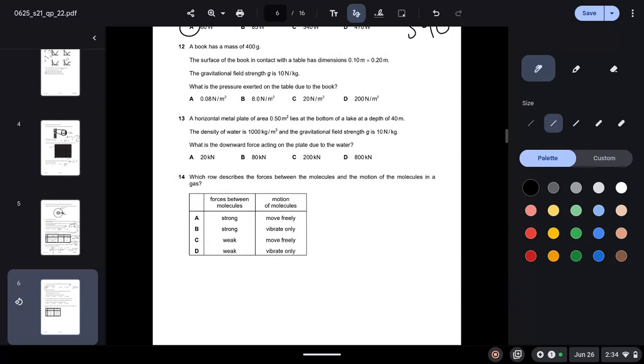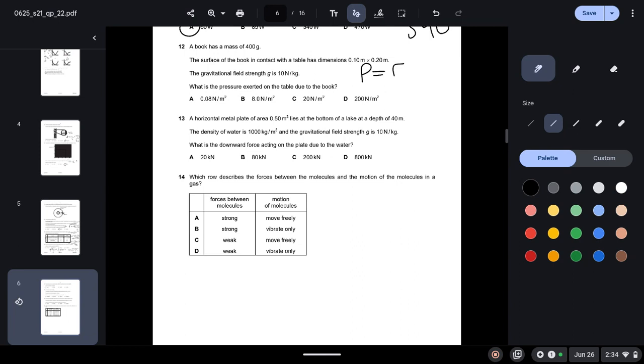A book has a mass of 400 grams. The surface of the book in contact with the table has dimensions 0.1 meters times 0.2 meters. The gravitational field strength is 10 newtons per kg. What is the pressure exerted on the table due to the book?